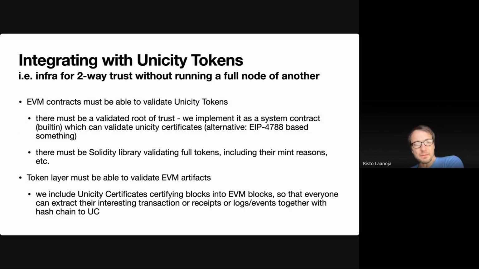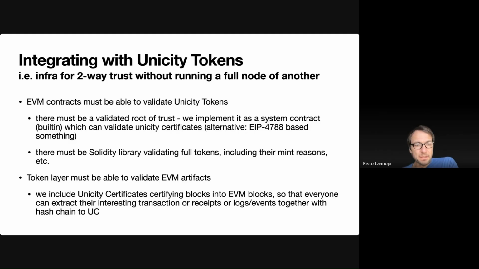In order to be able to validate token layer tokens, we provide a system level built-in or system contract which has access to the root of trust, the Unicity trust base, directly, and it can validate, let's say, the anchor on top of the aggregation tree on top of transactions or records in Unicity tokens, without anybody having to implement full validation of Unicity tokens based on plain Solidity code, which otherwise would be necessary if you, for example, are validating Unicity tokens on the main Ethereum instance.